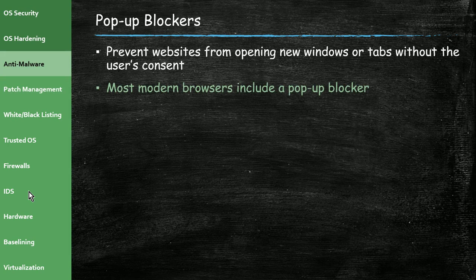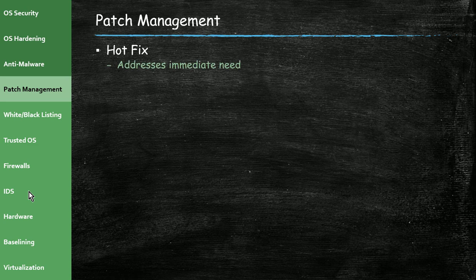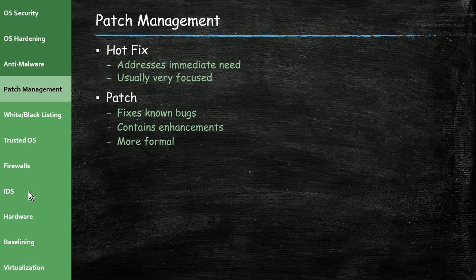Patch management we've talked about in other sections of the course. Obviously there's application patch management, but we can do that at the operating system level as well. There are hot fixes, which address immediate needs and are usually very focused on a specific issue. Then you have patches, which fix known bugs and might contain enhancements. They're a little bit more formal than a hotfix. A hotfix is sort of a quick release for a zero-day vulnerability. A patch might contain many different hotfixes, or additional features, or a batch of bugs that have been fixed in the software over time. But they're generally a bit larger than a hotfix.